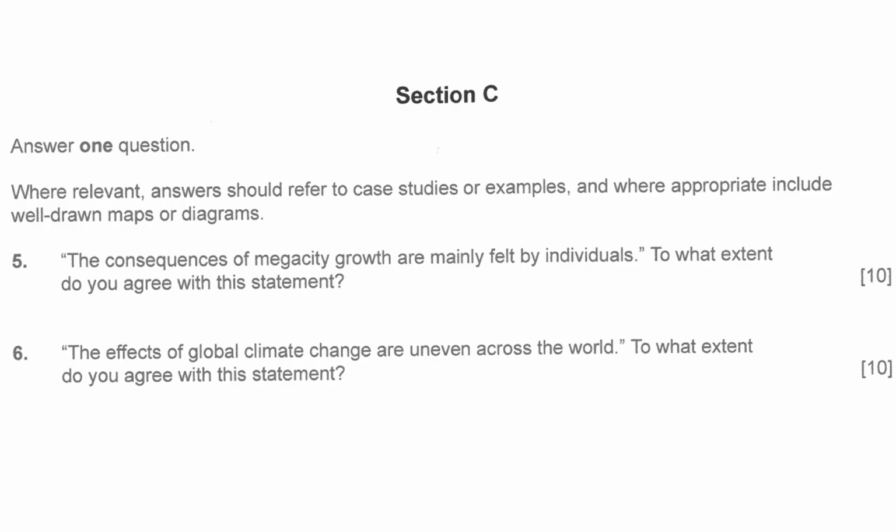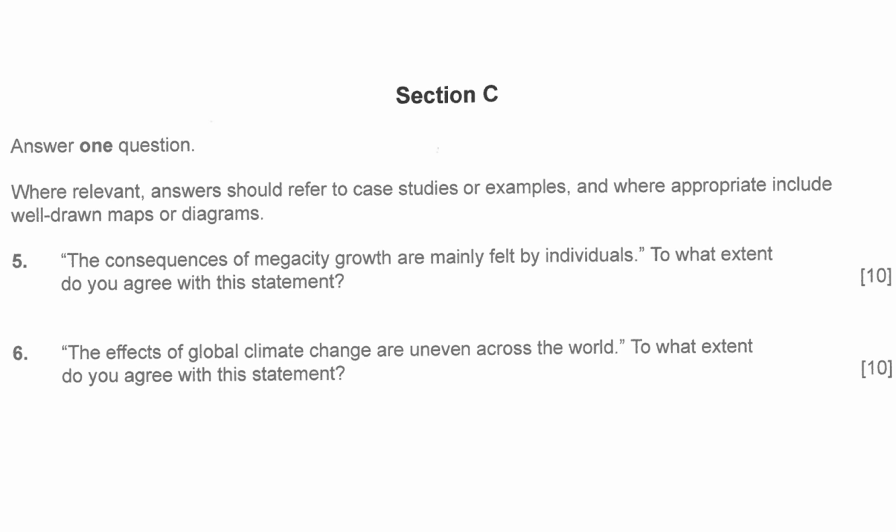Okay, section C. Make your choice. You need to decide quickly, and then work hard on one of them. I think 10 marks, you work on it for about 15 to 16 minutes. Maybe just tell yourself to make the decision during the reading time. Suppose it's the reading time. The consequences of megacity growth are mainly felt by individuals. To what extent do you agree with these statements? The effects of global climate change are uneven across the world. To what extent do you agree with these statements?